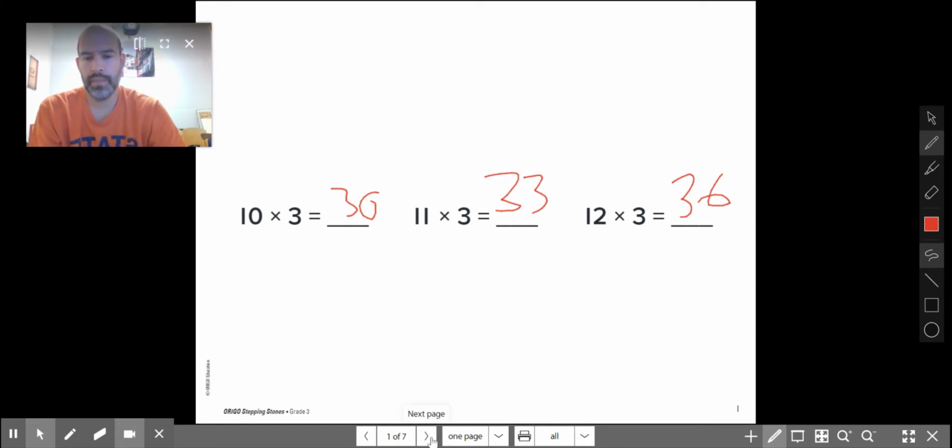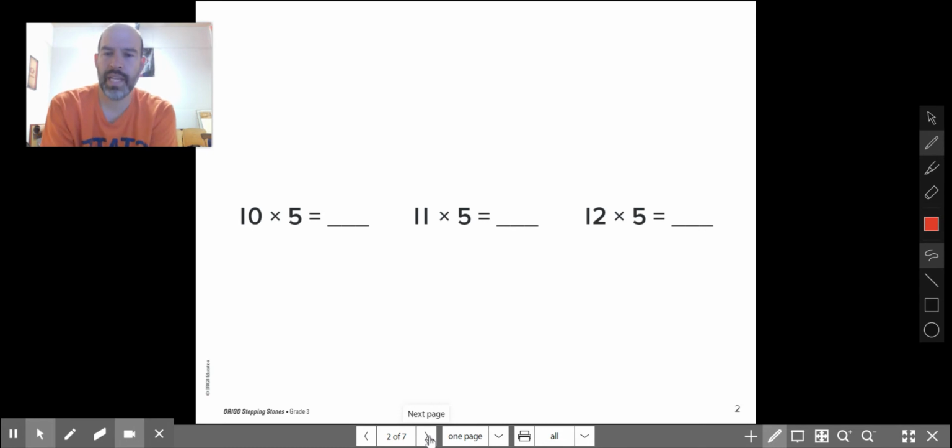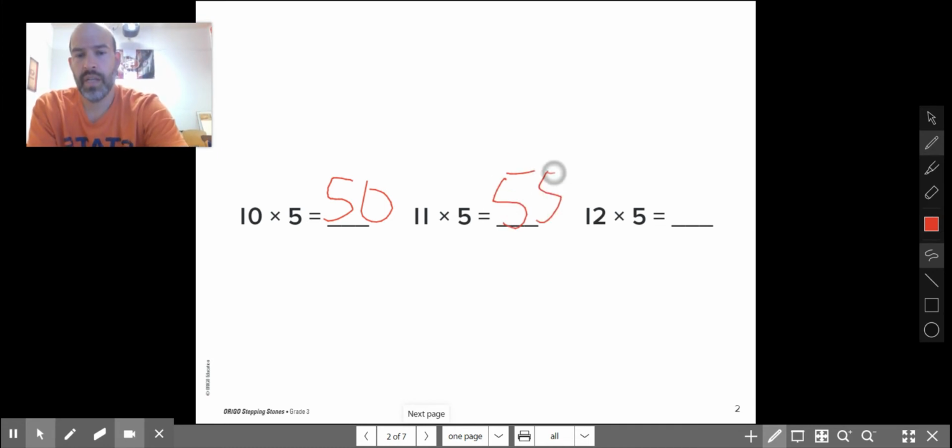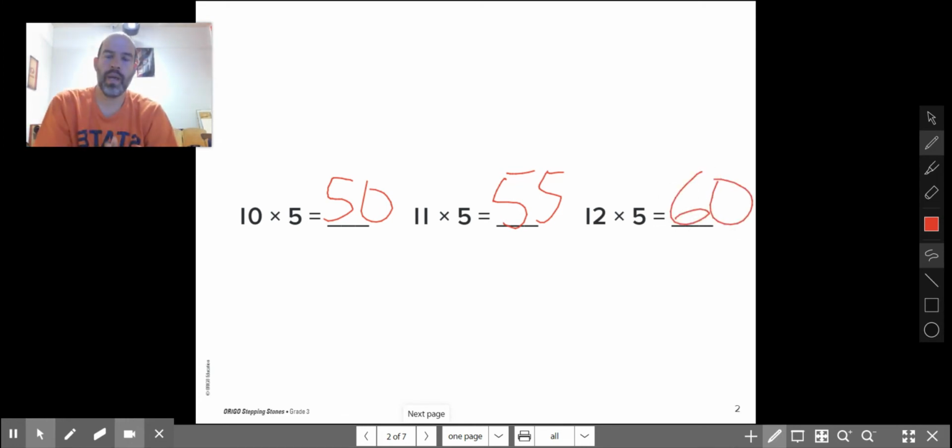Let's look at our next slide here. Our next slide, we have again 10 times 5. So 10 times 5, we know what that answer is, 50, right? And then we know 11 times 5 is 55. And if we add 5 more to that, what do we get? Skip counting by fives. You guys have done that since you were in first or second grade. So that answer is going to be 60, all right? So that is one way we can look at a known fact to help us solve an unknown fact.